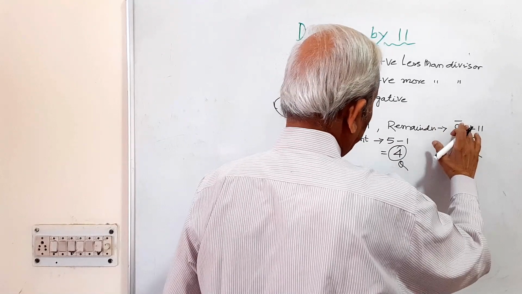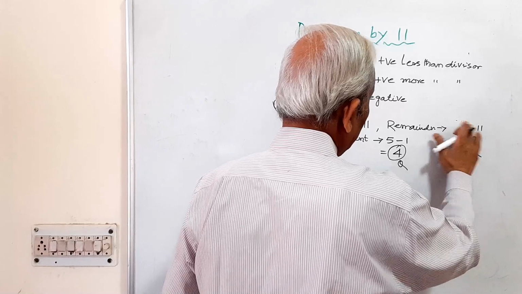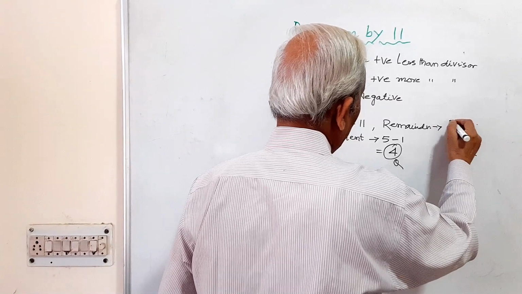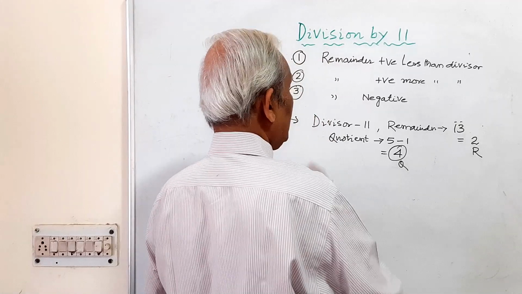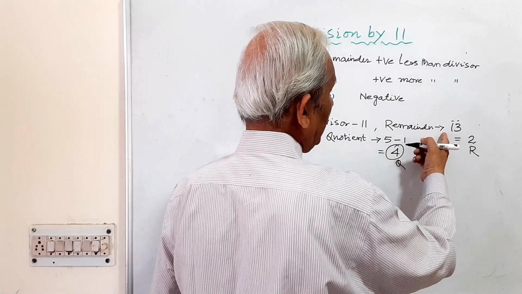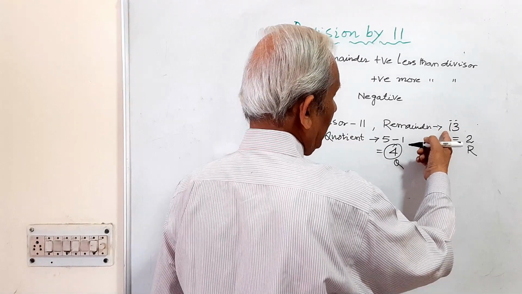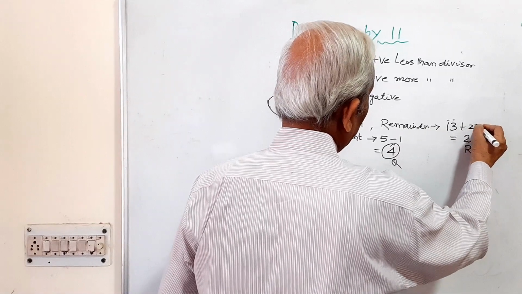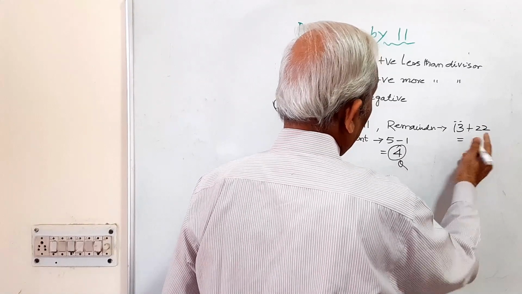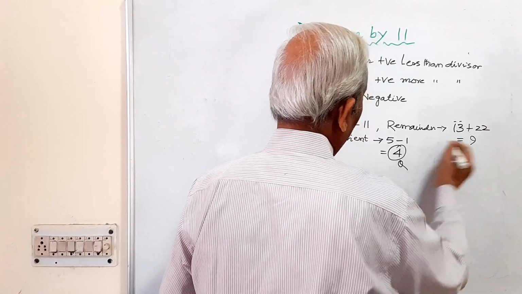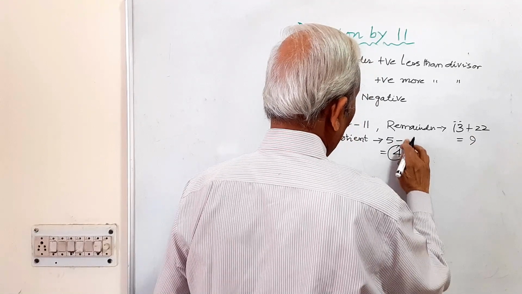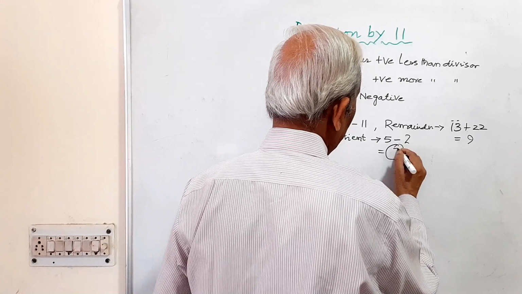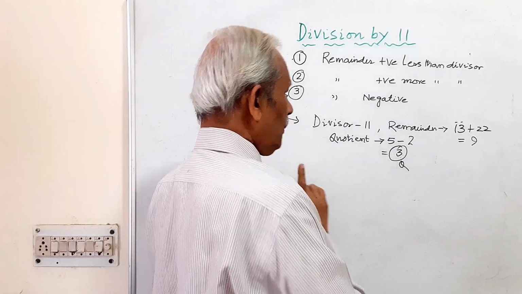For example, the remainder is 13 bar. So what you do is, if you add 11 with it, it still remains 2 bar. So you take it 2 times, add 22. The remainder now becomes 9. And here you reduce the quotient not by 1 but by 2. It becomes 3. Right? Have you followed it?